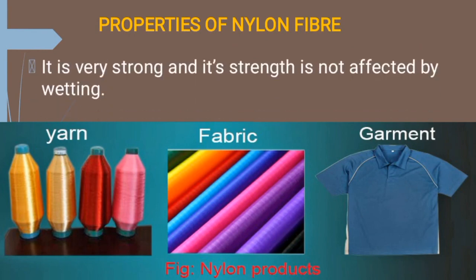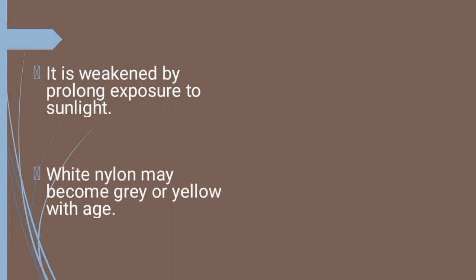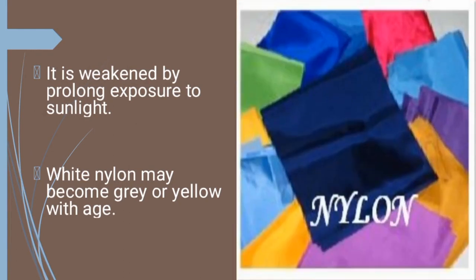It is very strong and its strength is not affected by wetting. It is very elastic and does not crease easily. I already explained what we mean by creasing. It is weakened by prolonged exposure to sunlight. White nylon may become grey or yellow with age, meaning a fabric made of nylon, the more you use it with time, the color will start changing to grey or yellow.